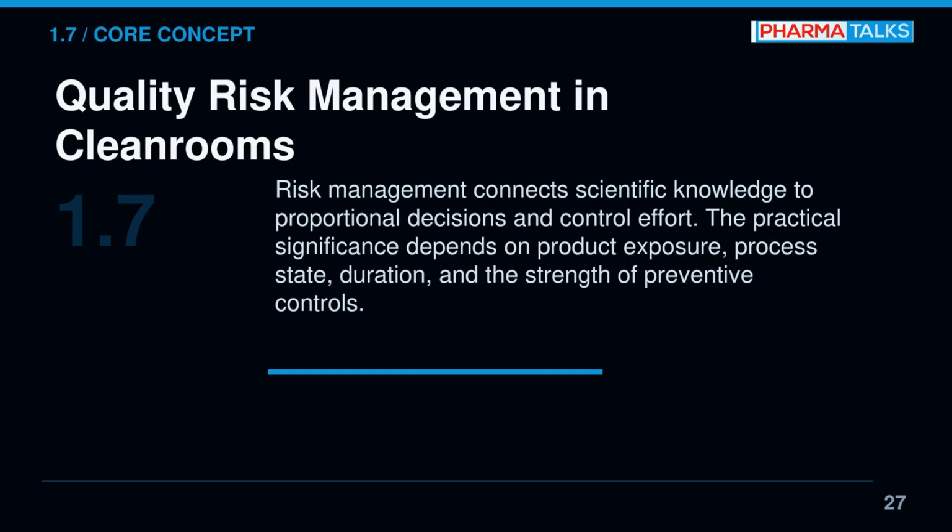Quality risk management in cleanrooms. QRM connects scientific knowledge with proportionate decisions about control strength, monitoring, and resources. The importance of a hazard depends on product exposure, the probability of contamination reaching the target, the strength of the controls, and the uncertainty in the available information. The assessment output should identify the required action, its owner, and the conditions that trigger reassessment.